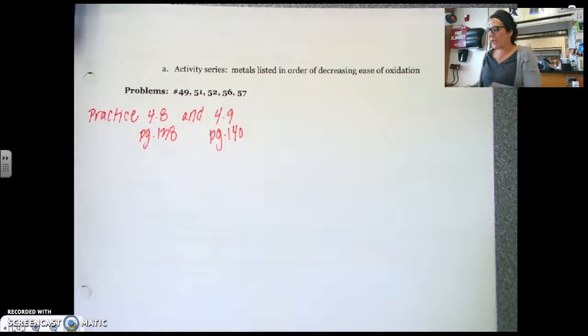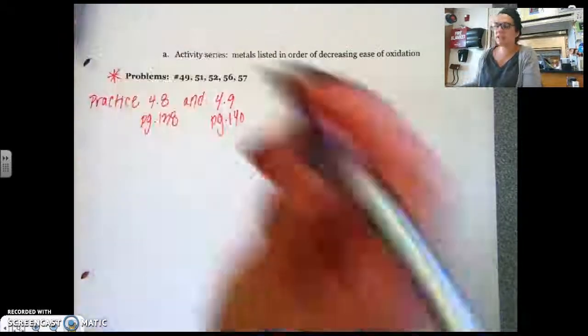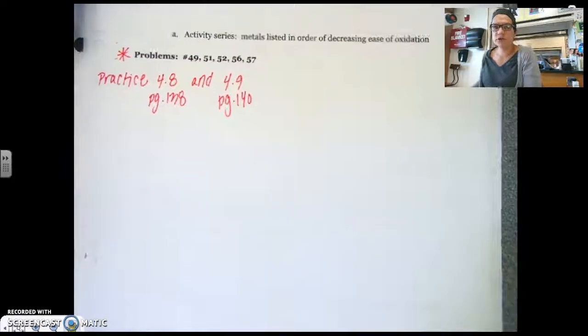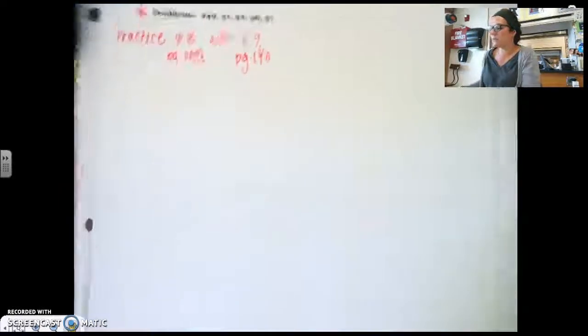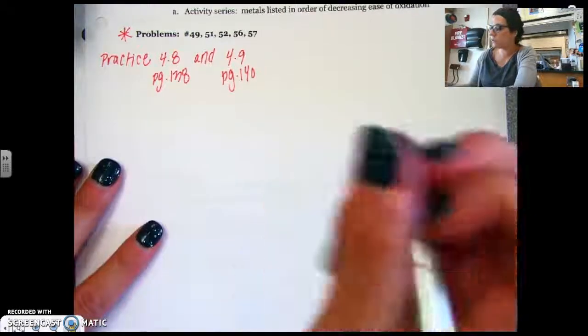Okay, so let's look at some practice problems. You're going to have to do these, or at least try these problems for homework. But let's go ahead and look at some practice problems on page 138, sample problem 4.8. It wants us to determine the charge of sulfur in each of the compounds listed. The first one is H2S.